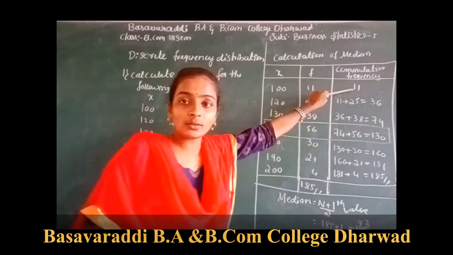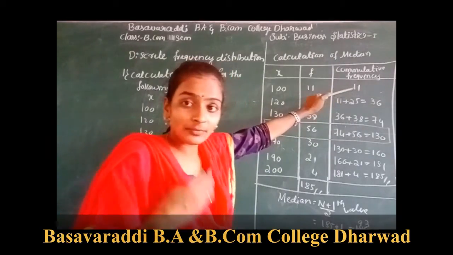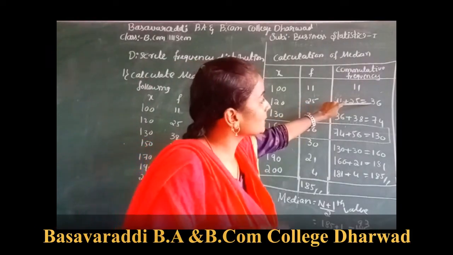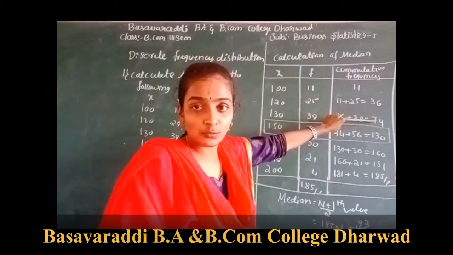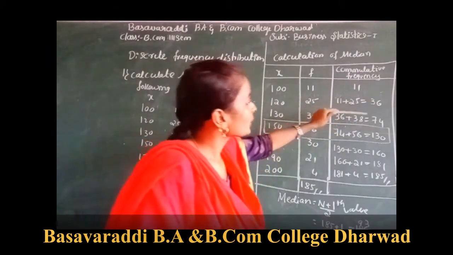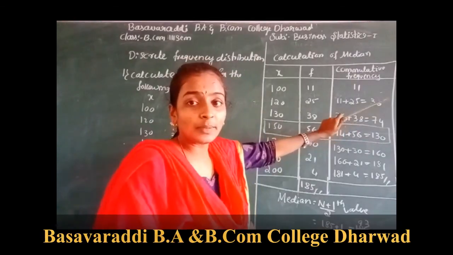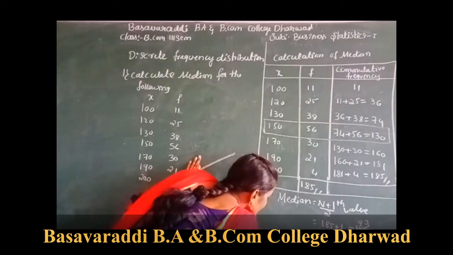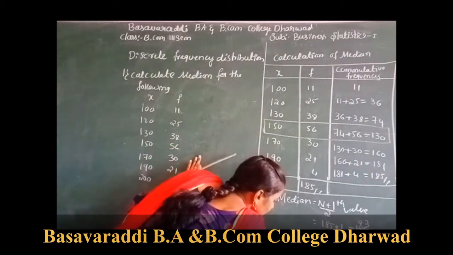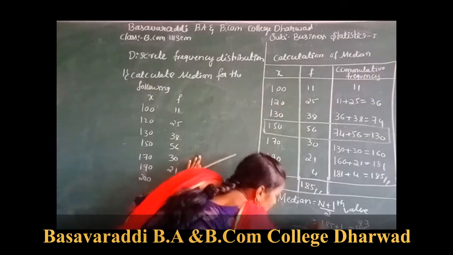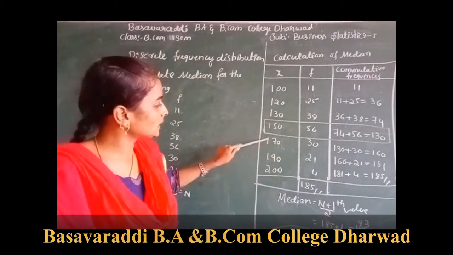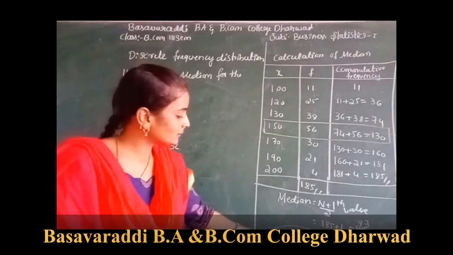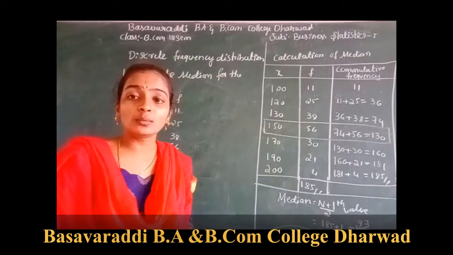Here it is only 11 values, after 11 and before 36. After 36, the next, before 74 values, come under 120. 74 to 130, in between, our 93 comes. So median is 150. Median is 150. Okay, now our answer is correct. 150 is the middlemost value.